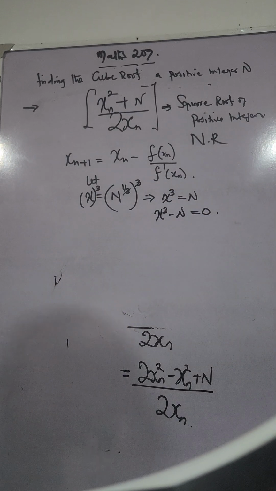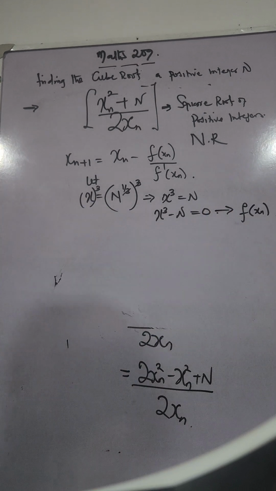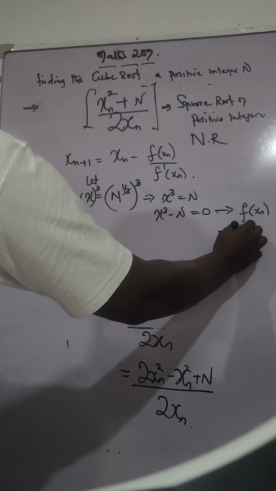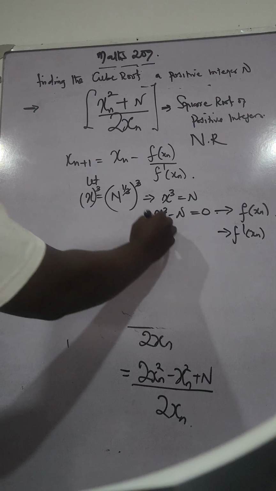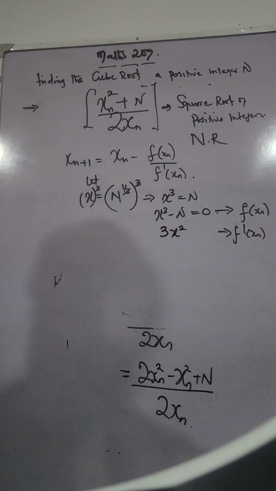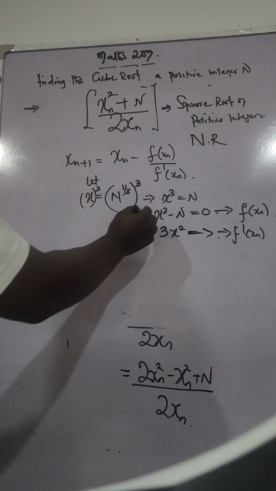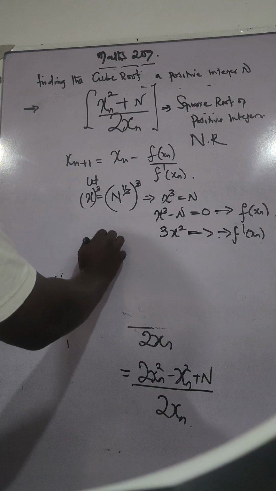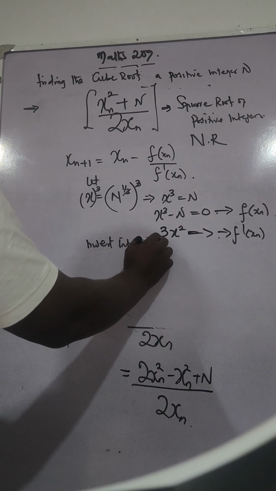So now let's call this f of x_n. Do you understand? So now I want to find f prime of x_n. If you find f prime of x with respect to x, it is 3x squared. We are differentiating only with respect to x. So let's slot in these two things back into the formula, into the Newton-Raphson formula.